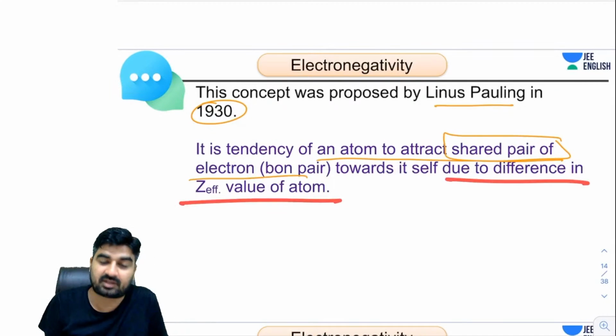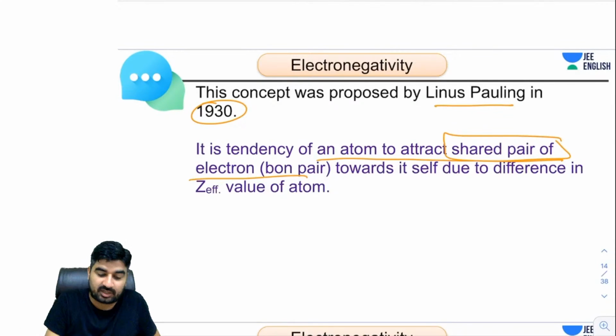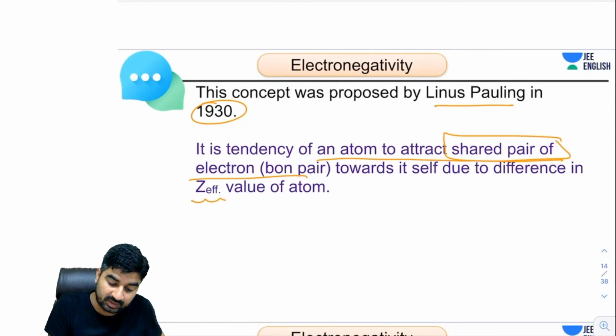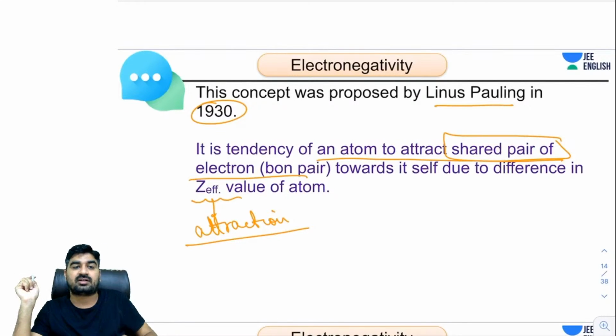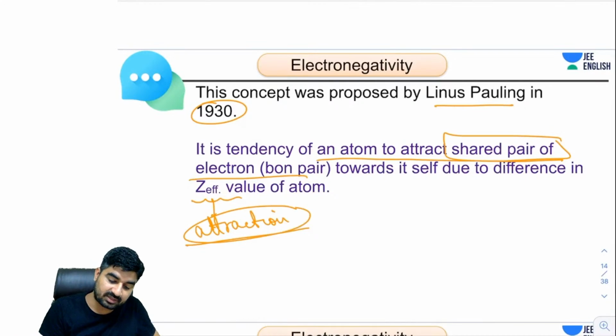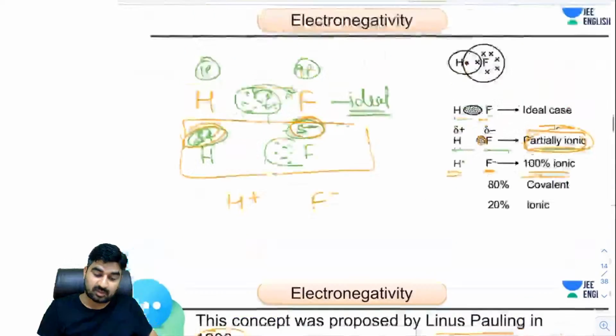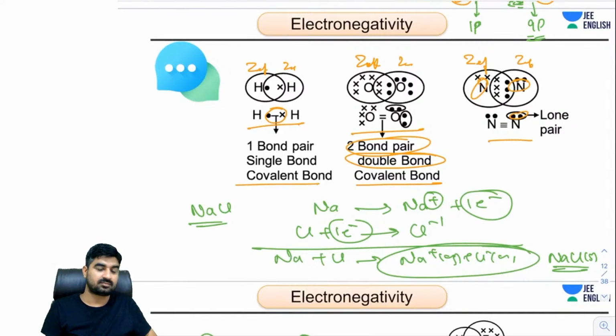due to difference in Z effective values. Why those are attracted? So let me tell you, Z effective. I told you wherever Z effective is written, consider that attraction. Right? So if it is attraction, in case of H2, both have same Z effective, because atoms are same.